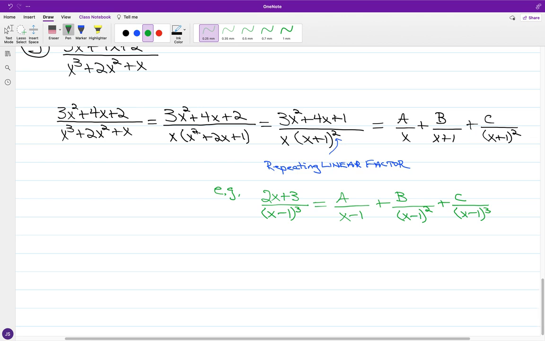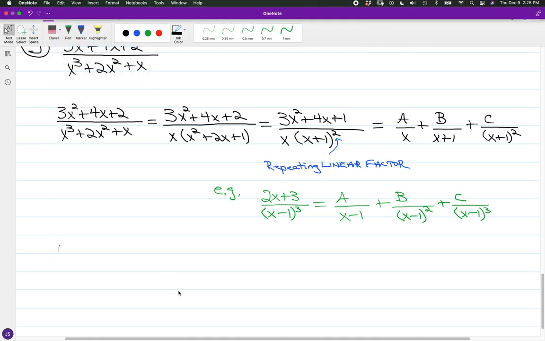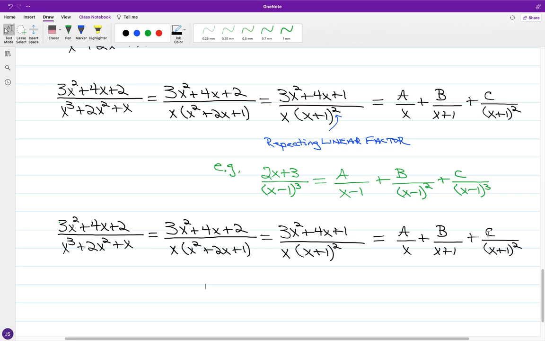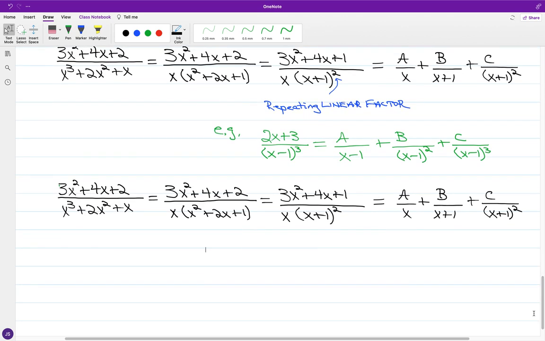Now, for this particular case, going back, we've got A over x, B over x plus 1, and C all over x plus 1 to the second. Now, we're going to clear out the fractions. What I'm going to do here is multiply everything by x and the square of x plus 1, which happens to be the least common denominator.